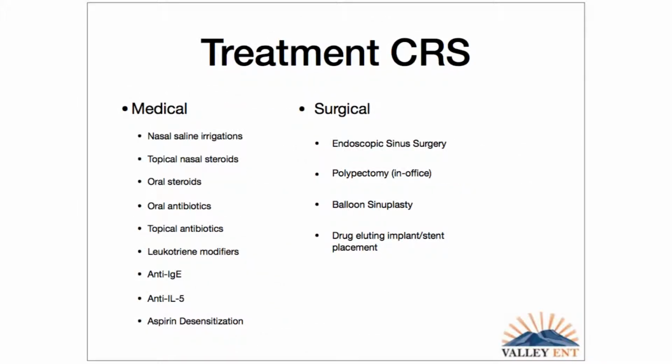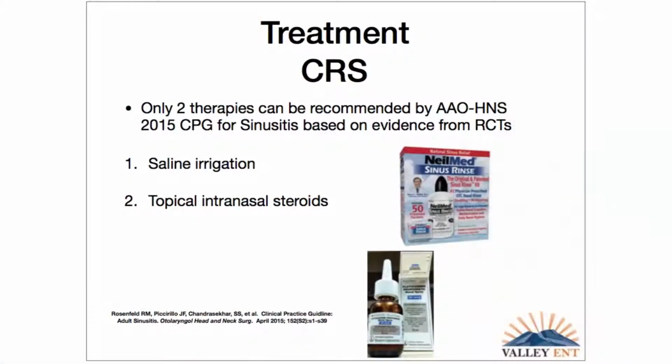There is a litany of medical treatments available for chronic sinusitis and surgical treatments available. But the clinical practice guidelines can only strongly recommend 2 things out of all those: saline irrigation and topical nasal steroids. And those were the 2 modalities that had the most randomized controlled trials. Topical nasal steroids, numerous RCTs, offers improved symptom control in both patients with and without polyps, decreases polyp size in some of the studies, and decreases polyp recurrence.